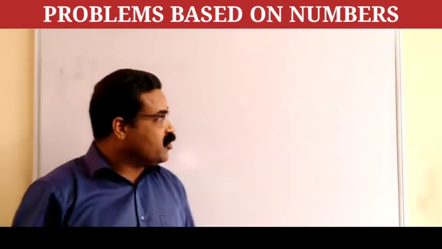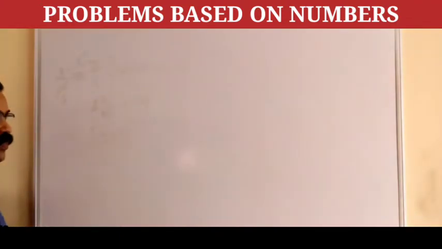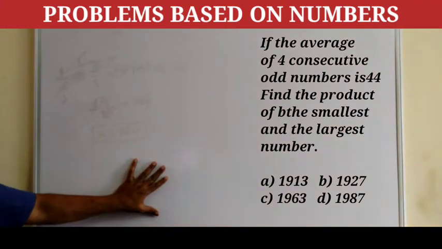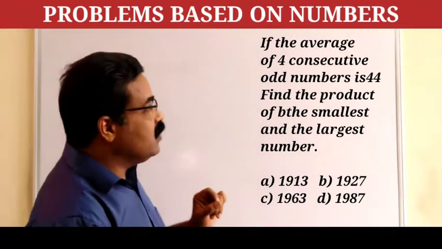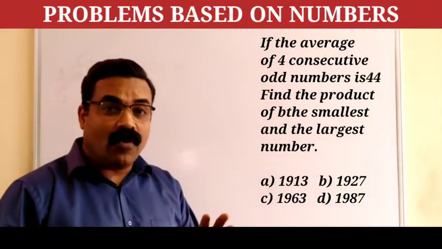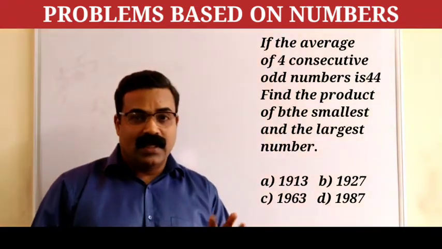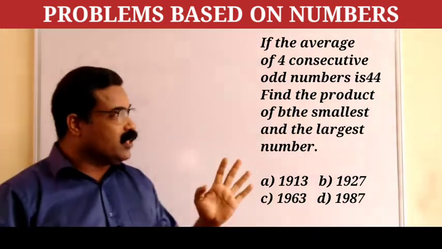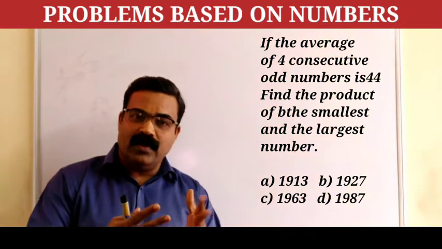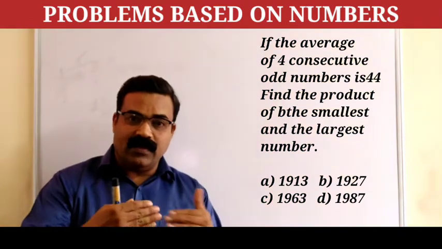So let us go to the next question, students. What is the question? If the average of 4 consecutive odd numbers is 44, find the product of the smallest and the largest number. Here, the important words we need to understand are consecutive odd numbers. Consecutive means continuously. Odd numbers means with a gap of 2.